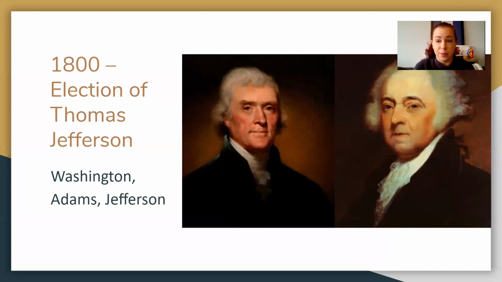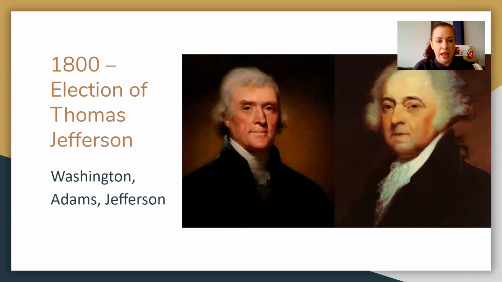One, and the thing he is the most infamous for, so famous in a bad way, are the Alien and Sedition Acts, which limit free speech. So in the Constitution, the Bill of Rights, it is explicitly laid out that we have the right to freedom of speech, and John Adams limits that, specifically limiting free speech against his presidency. So if you were writing negative things about the president himself, you could be arrested. And so that made him quite unpopular.